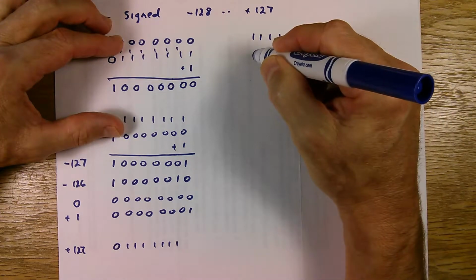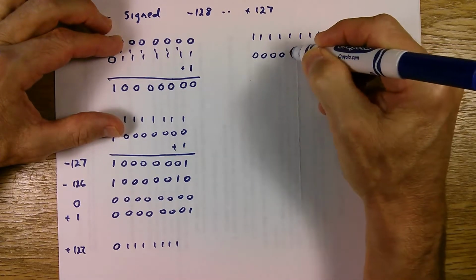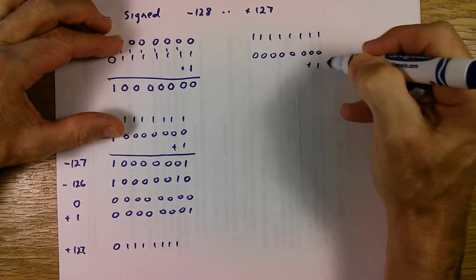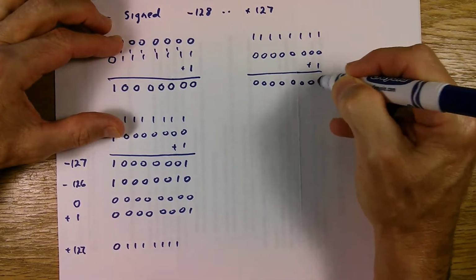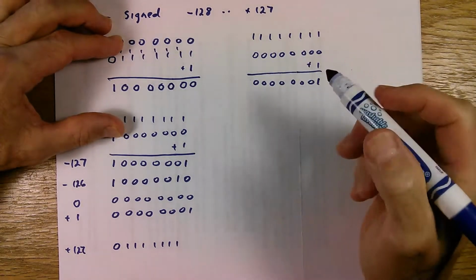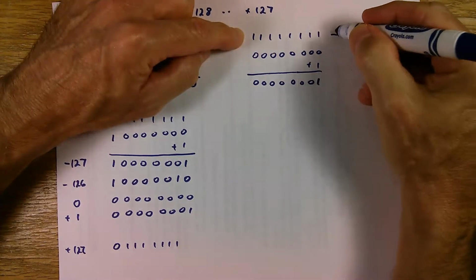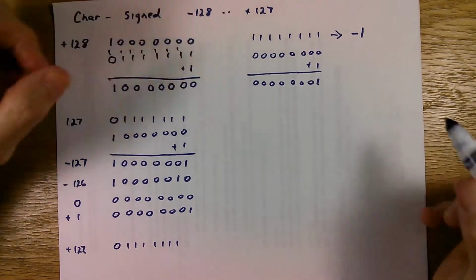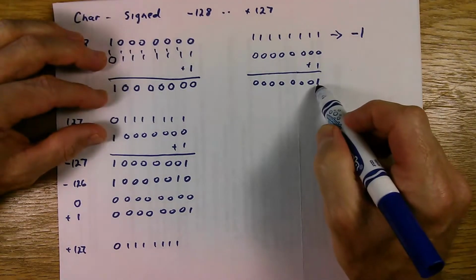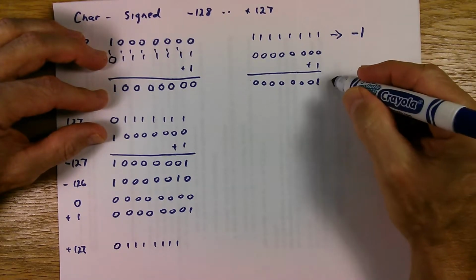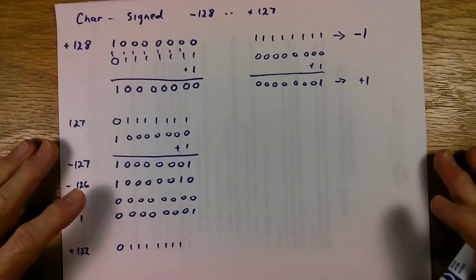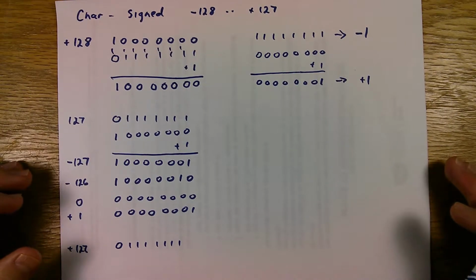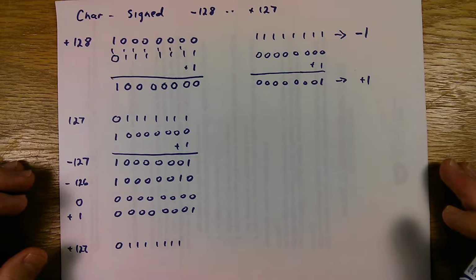So 2's complement would be all 0s plus 1. So we get, and that is, so all 1s represents minus 1. We've got a 1 there, so that's positive. This is the positive 1. And that's the minus 1. So that is how the signed variables work, signed numbers work.